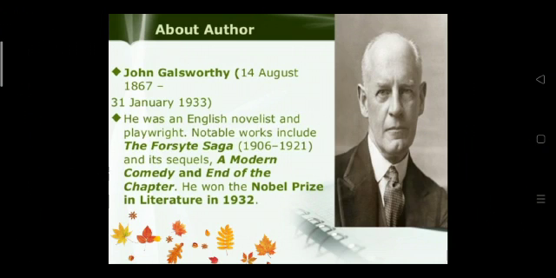John Galsworthy was born on 14 August 1867 and died on 31st January 1933. He was an English novelist and playwright. Notable works include The Forsyte Saga and its sequels, A Modern Comedy and End of the Chapter. He won the Nobel Prize in Literature in 1932.